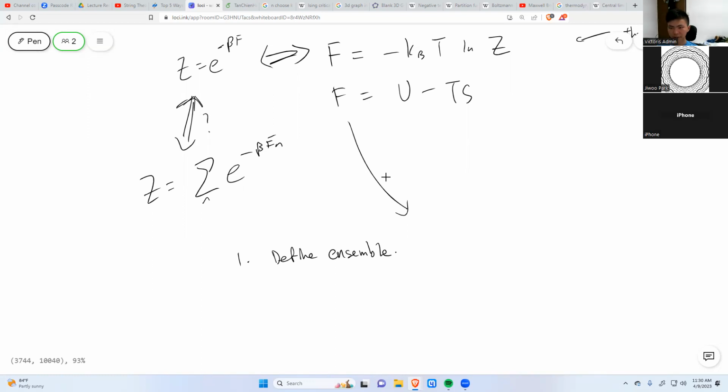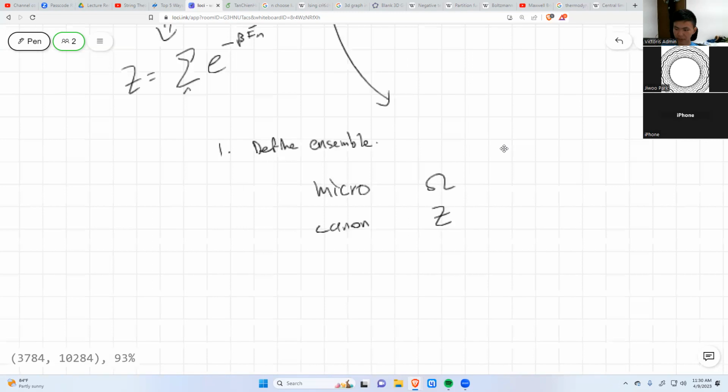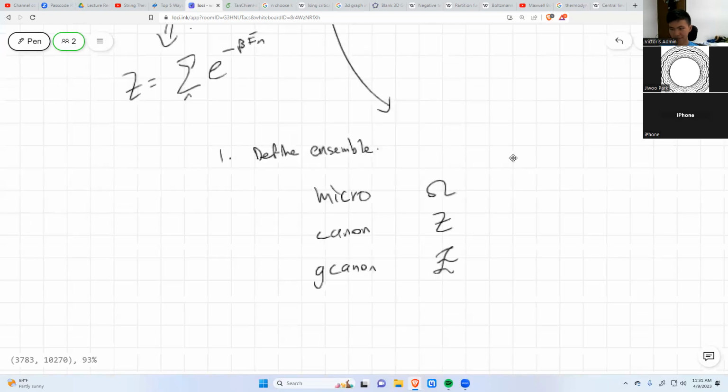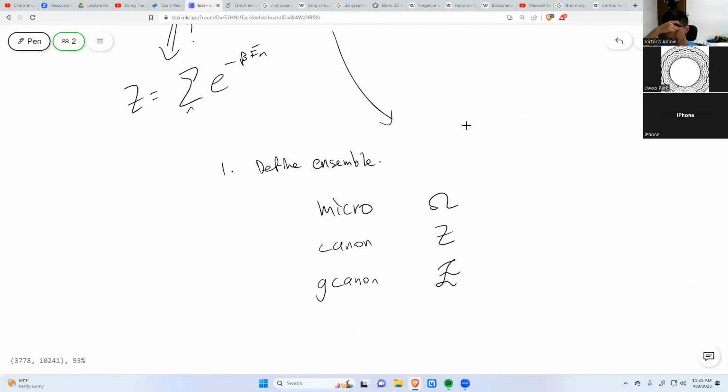I see. So in the canonical ensemble, I looked at the Blundell textbook and they said something like the microcanonical ensemble is described by the microstate distribution, and the canonical ensemble is described by Z, the partition function, and the grand canonical ensemble is described by the curly Z. Yeah, I mean, that's just being fancy.